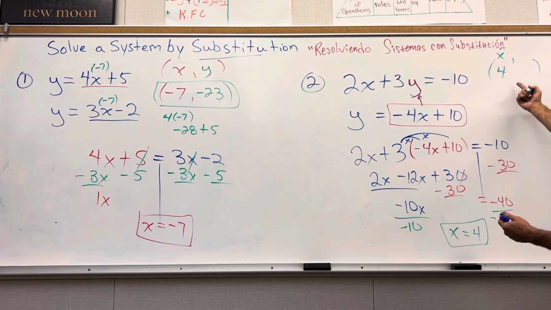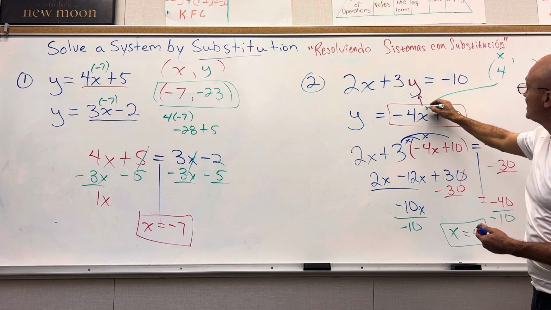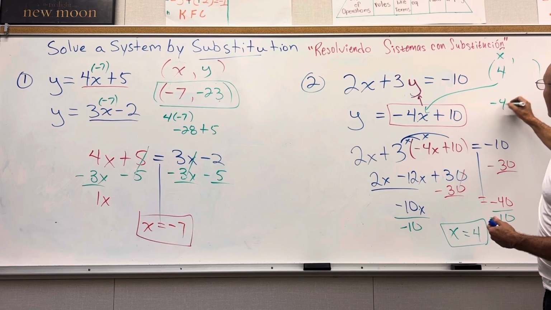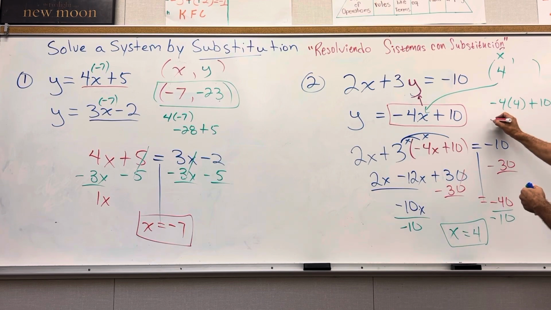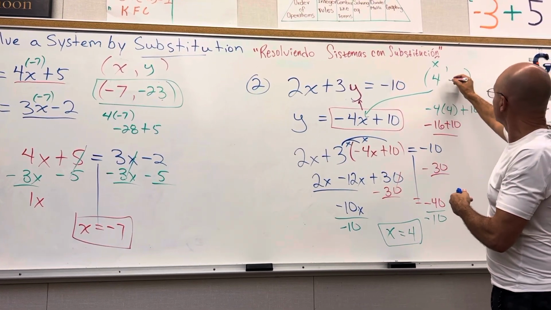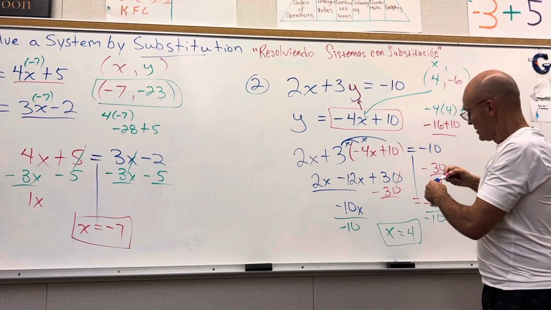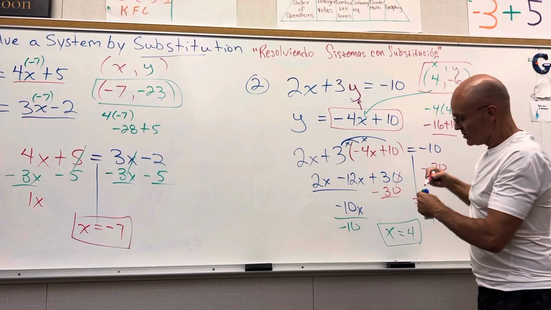And then the easiest place to put the 4 would be right here as you substitute it, and you get negative 4 times 4 plus 10. Negative 16 plus 10, which equals negative 6. And that's your answer to your system of equations.